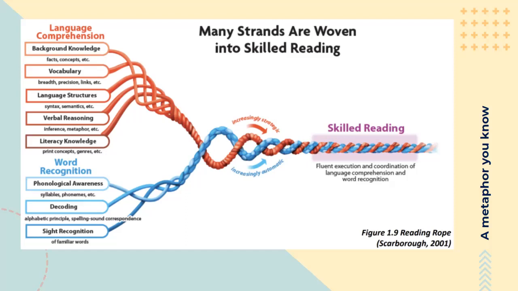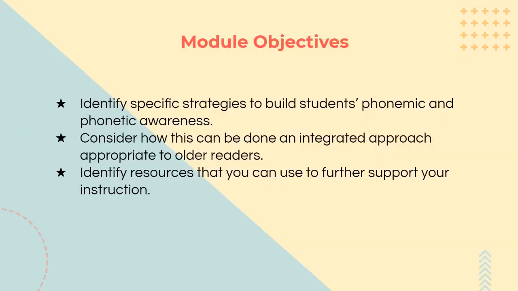Okay, so thinking about the simple view of reading, thinking about Scarborough's reading rope, and all the things that have to come together for a student to become a skilled reader, let's now look at this objective. We're going to identify specific strategies that build students' phonemic and phonetic awareness. We're going to consider how this can be done in an integrated approach that's appropriate for older readers.